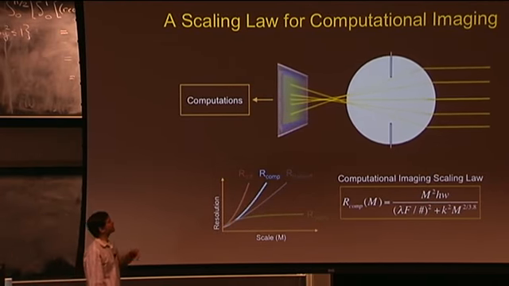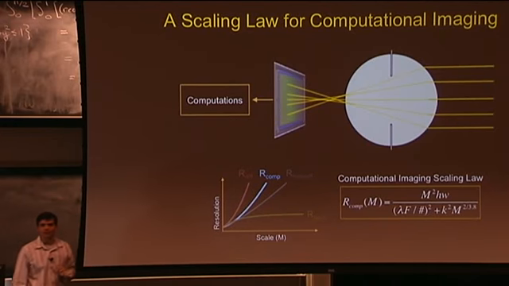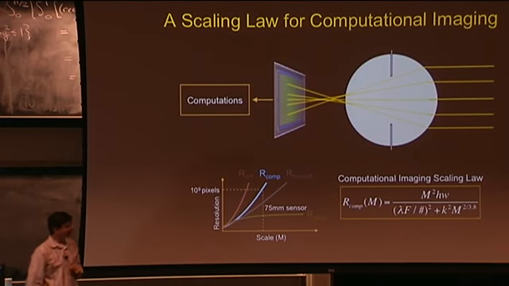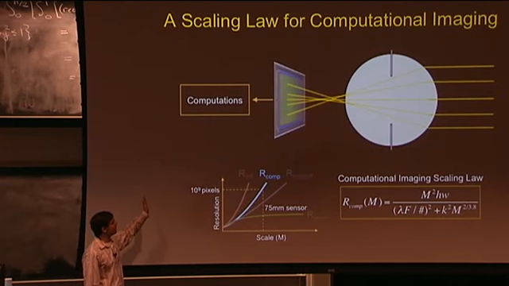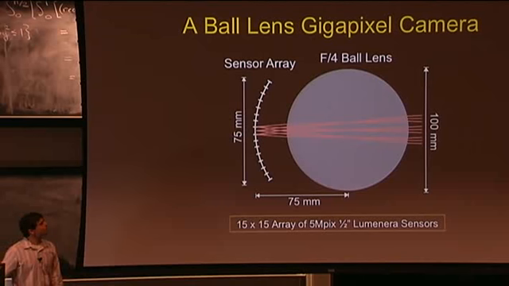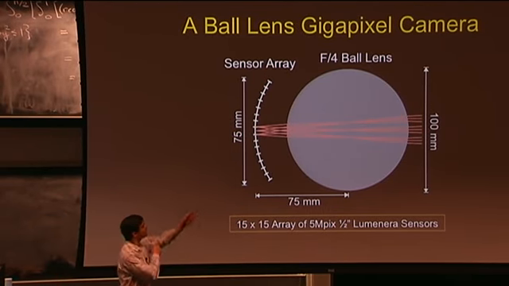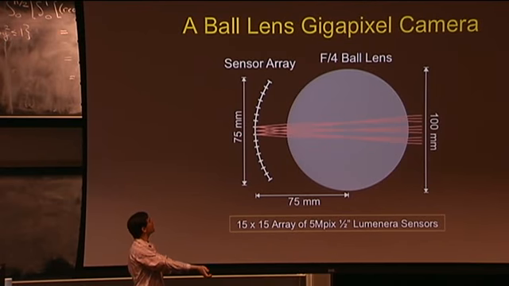The really interesting thing is that this new scaling law for computational imaging outperforms the Lohmann scaling law for conventional imaging. What that means is that if we want to image at 1 billion pixels, we can do it with a much smaller image size. We can do 75 millimeters instead of 400, 450 millimeters. So to demonstrate this principle, what we propose is to image with just a ball lens onto an array of 15 by 15 5 megapixel half-inch sensors.